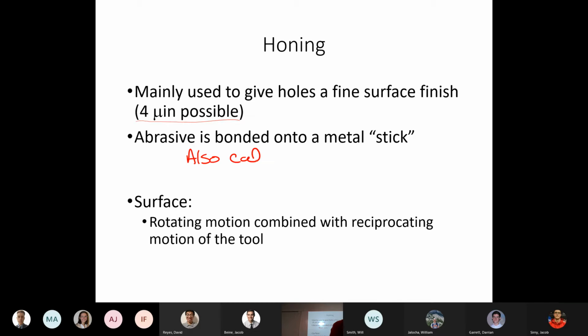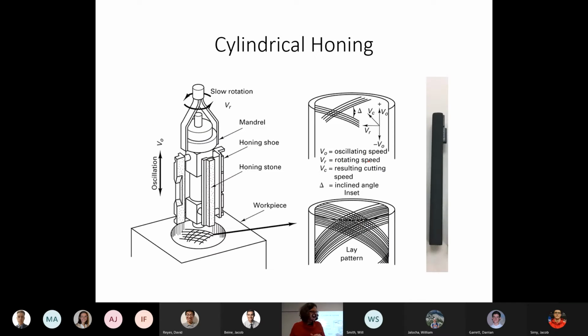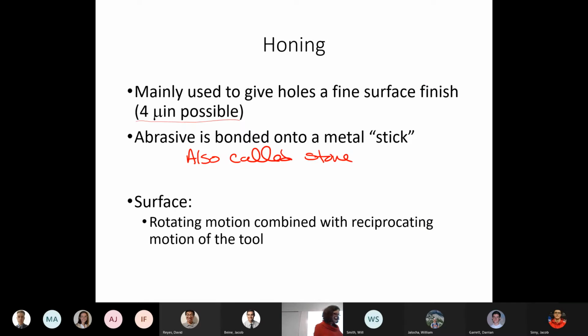And sometimes it's also called a stone. These oftentimes look like, and I have a picture in the next slide, actually, let's look at it now. So this is your stick or your stone over here. There's like a metal carrier, and then the abrasive is going to be mixed with an adhesive and just bonded to the metal stick.